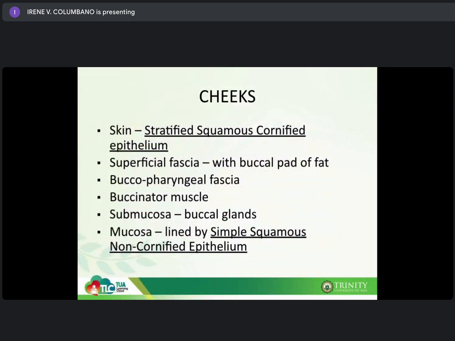So, cheeks is made up of, or lined by, the stratified squamous keratinized epithelium. Superficial fascia with buccal fat and buccopharyngeal fascia. Tatandaan natin yung buccinator muscle. Submucosa made up of buccal glands, and mucosa is lined by simple squamous non-keratinized epithelium.